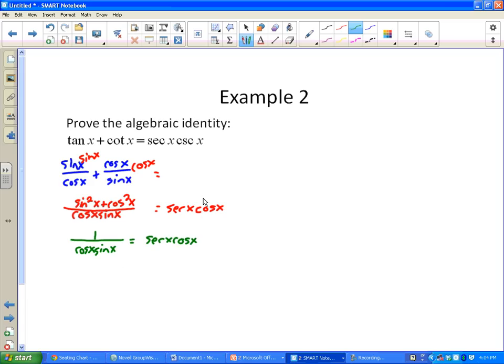I meant to put cosecant here. It's important to always write down the problem correctly. Otherwise, you can mess up really easily. Okay, now 1 over cosine, isn't that secant? 1 over cosine is secant, and 1 over sine, isn't that cosecant? So didn't we just get to our goal? Yes, we did. So smiley face. We're done.